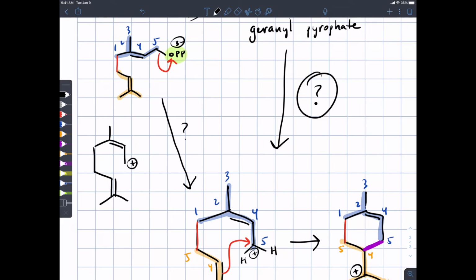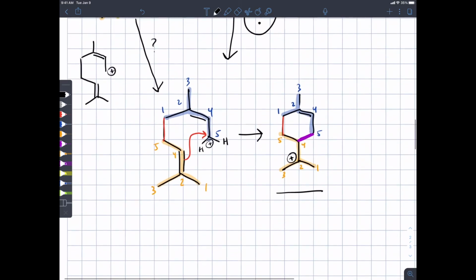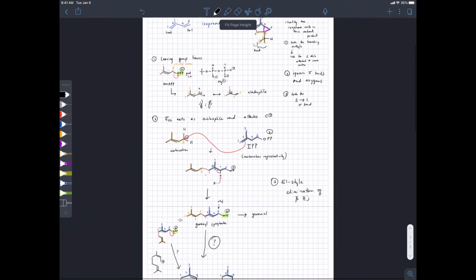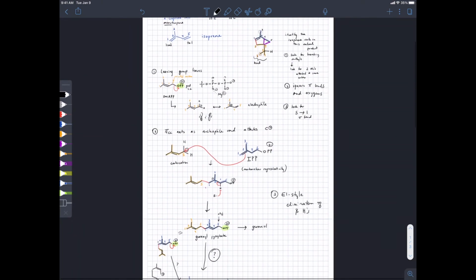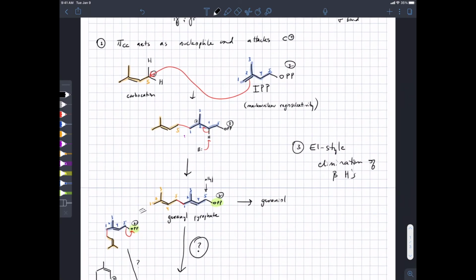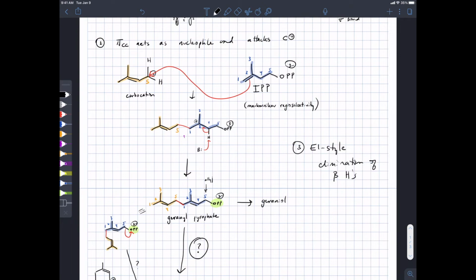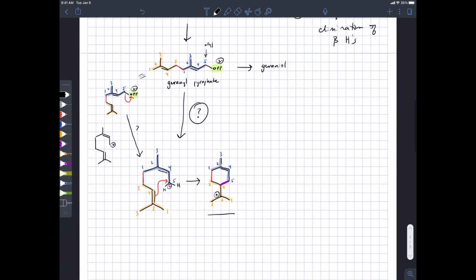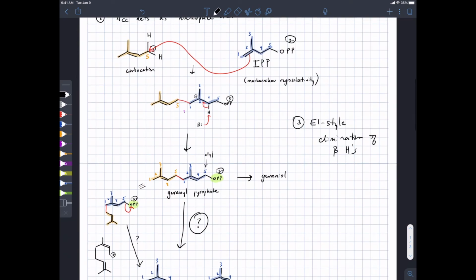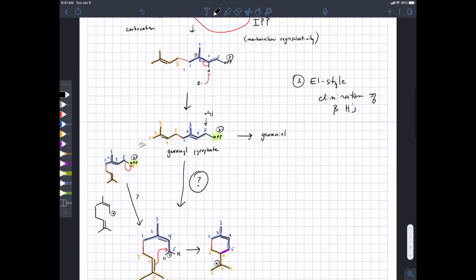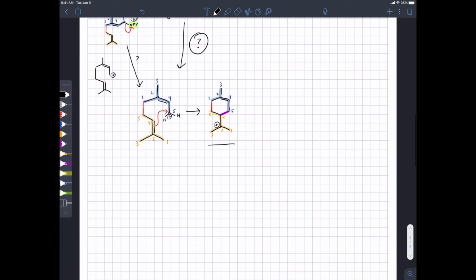Okay. So we've seen 3 different applications. We've seen leaving group leaves to give a carbocation that's resonance stabilized. We've seen pi bond attacks carbon, and we've seen E1 style elimination of beta protons. The last thing that we'll talk about, the last fundamental reaction step, is carbocation rearrangement.